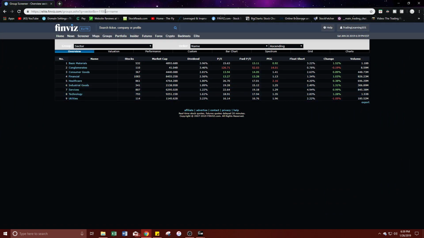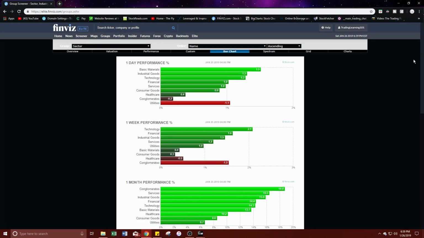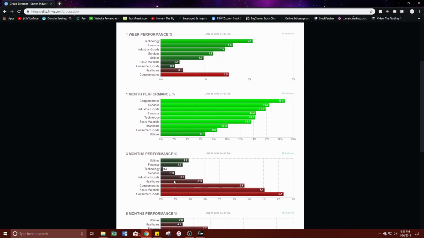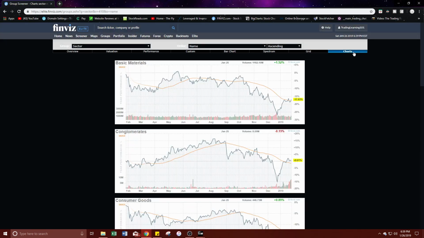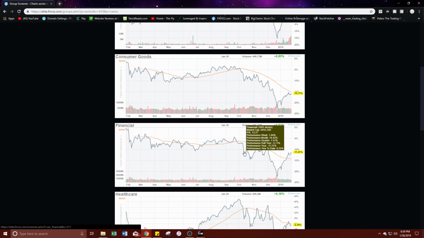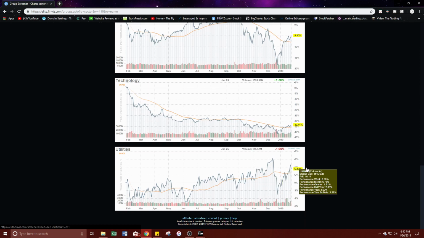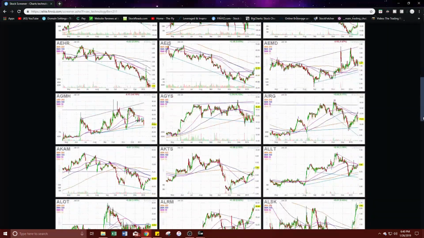And how you get to this, simply go to the home page, go to groups, and you have all your sectors right here based on a day performance, a week performance, a month, 3 months. And you can look at this, click on the charts tab right here, and you can see the chart on how all these sectors are doing. And if you see a sector breaking out, click on it, technology, and it'll pull up all the stocks in that technology sector, and you can go through and analyze all these charts.